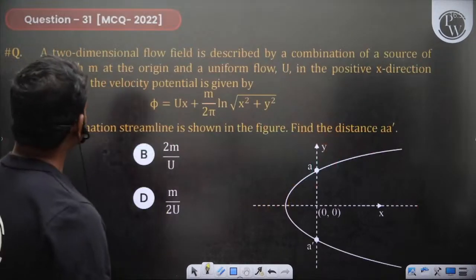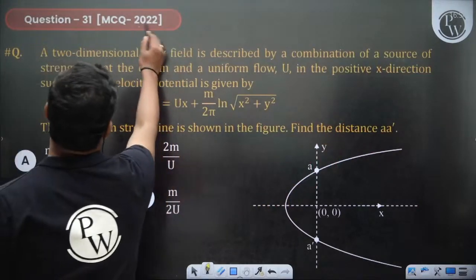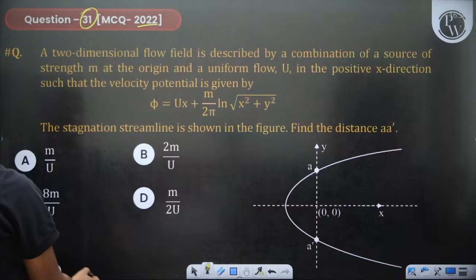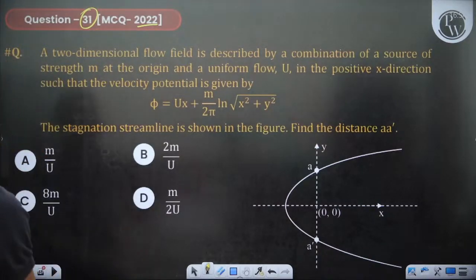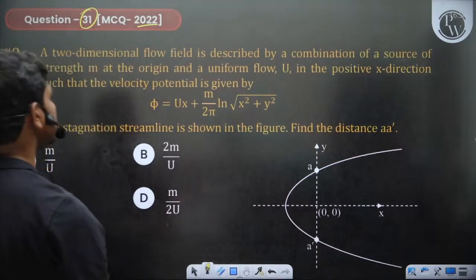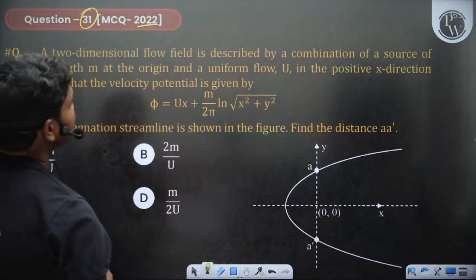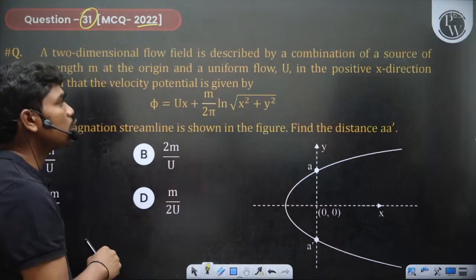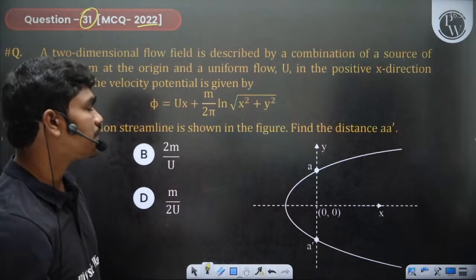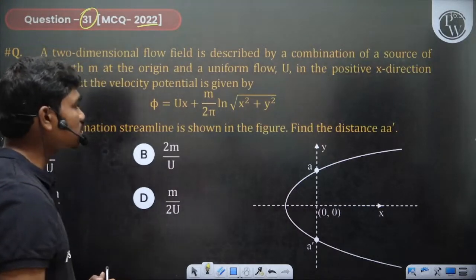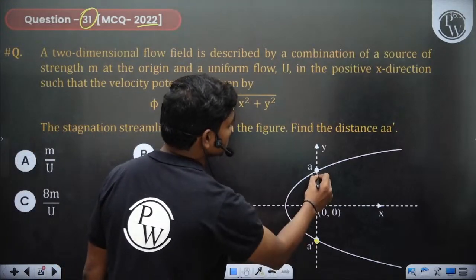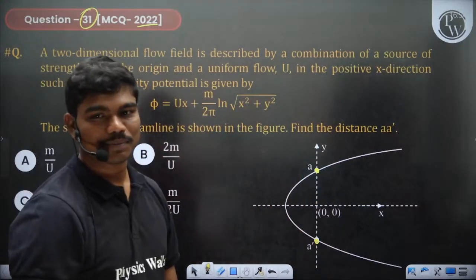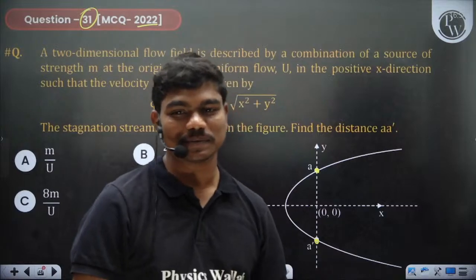Chalo, let's go to the next question. 2022 again, 31st question mentioned in the PPT. A 2D flow field is described by a combination of a source of strength m and uniform flow u in the positive x direction, such that the velocity potential field is given by phi is equal to ux plus m by 2 pi ln root of x square plus y square. This is a stagnation streamline. Find the distance a dash. So what should be this distance? Anyone? We have done this so many times.